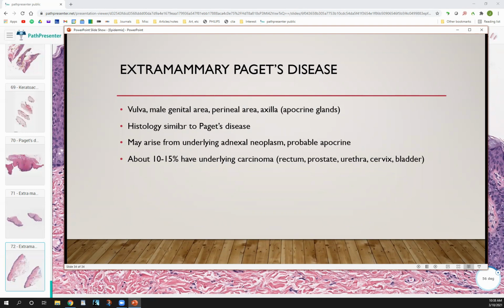Histology is similar to Paget's disease, and it may arise from an underlying adnexal neoplasm, probably apocrine in most cases, although in about 10 to 15%, you can have an underlying carcinoma, either rectum, prostate, urethra, cervix, or bladder. So that's in contrast to Paget's disease, in which almost all cases you'll have underlying carcinoma. You still have to work up these patients, so that's important to know.